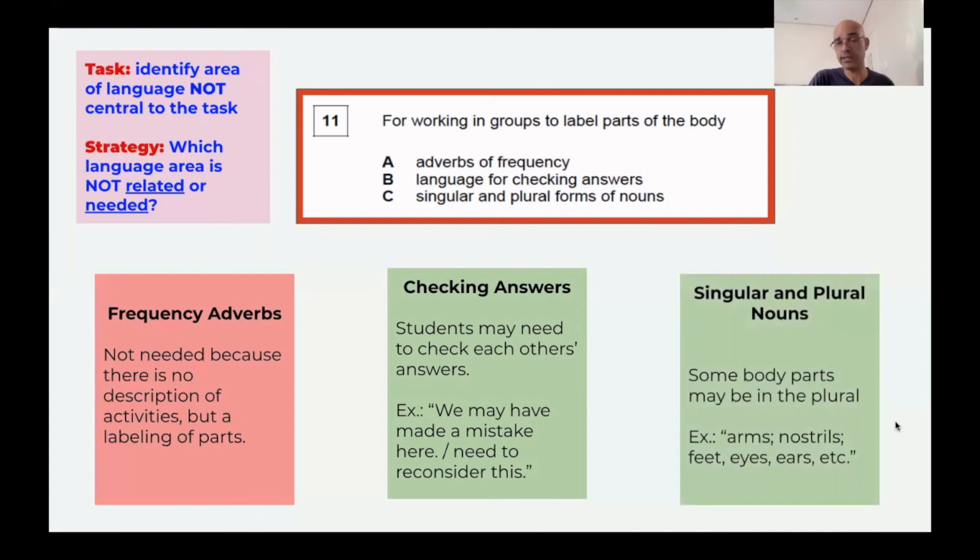And singular and plural nouns are needed because some parts of the body will come in the singular form, other parts of the body will come in the plural form. And some of these plurals are even irregular plurals, such as foot, feet, tooth, teeth. Others follow a pattern, such as arm, arms, eyes, ears, as you can see in the example. So students will need to use this area of language in order to accomplish the task. So the one that is not central is A.